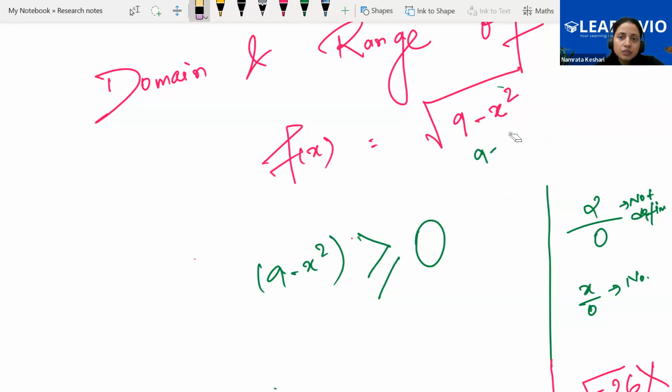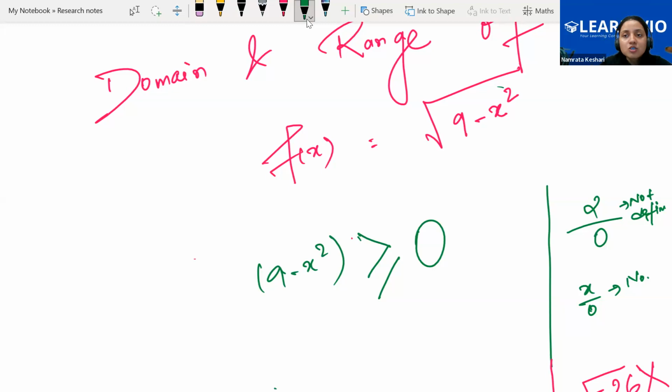Okay, 5 still, 9 minus 25, we cannot take. What about the negative numbers? Can we take 0 as the x value? 9 minus 0 square is just 9 only. Yeah, we can take 0. We are just avoiding the scenario where we end up having a negative number inside the square root. Okay, 0 is acceptable, 1, 2, 3 is acceptable, but 4 is not acceptable.